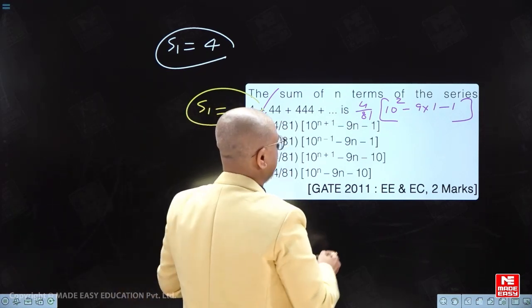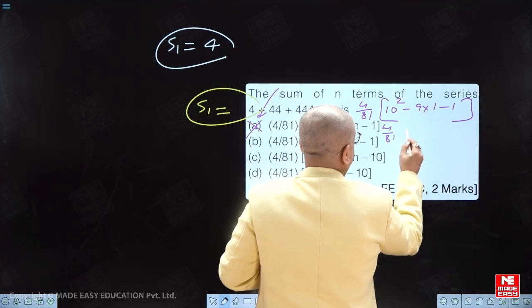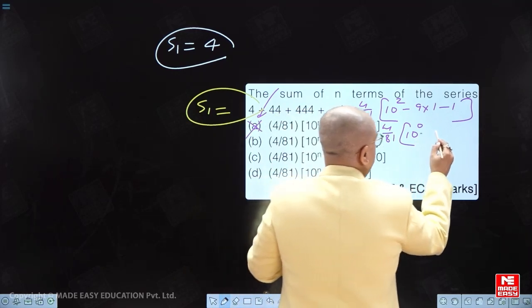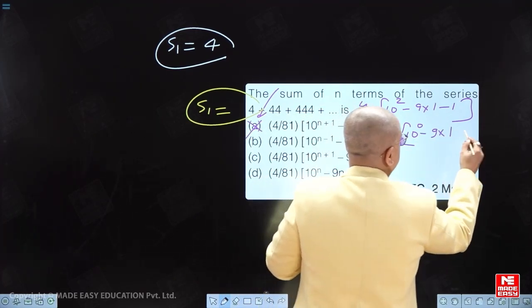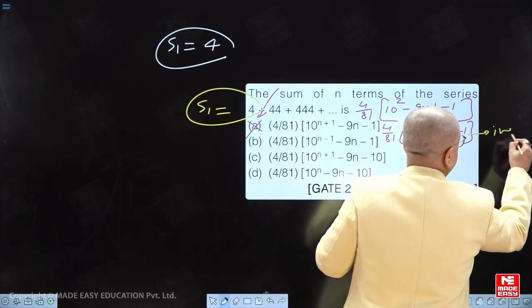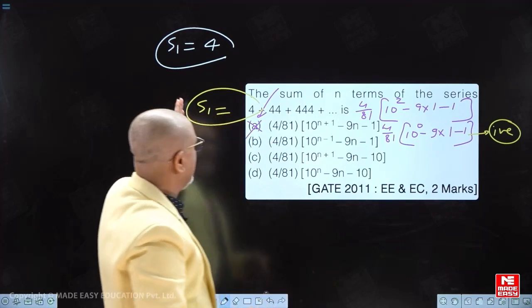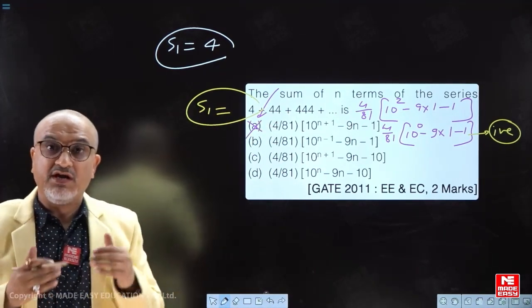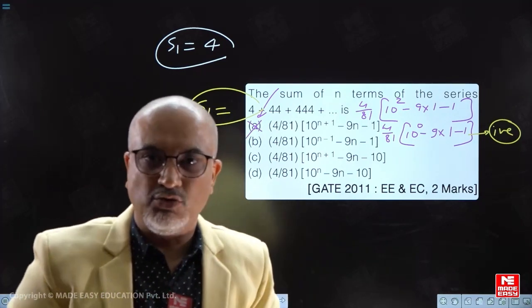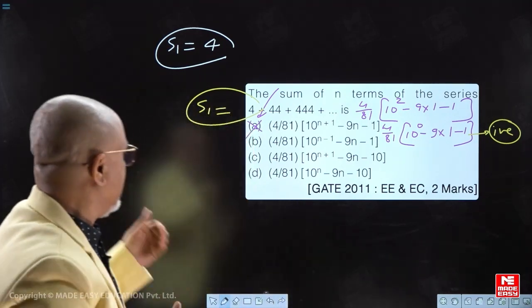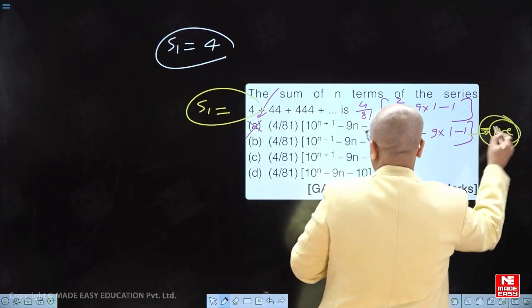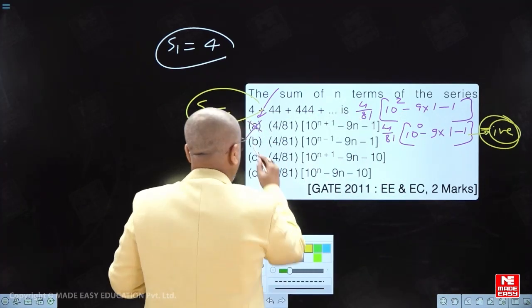Let's move on to option B. We have 4 upon 81, and we put n equal to 1. It will become 10 power 0, minus 9 into 1, minus 1. This value is thoroughly coming out to be negative. Guys, ये value negative आ गया है. Sum up till first term कितना आना चाहिए था? 4. Option A was not yielding an integer value; the sum was not coming out to be 4. If we put option B, it is coming out to be a negative value. Hence, it cannot be an answer.